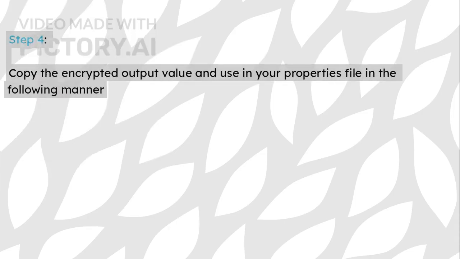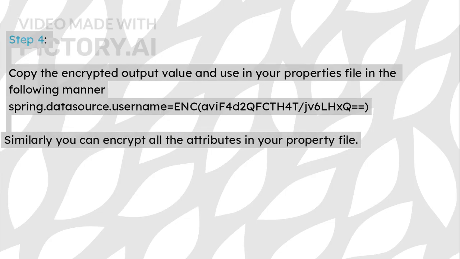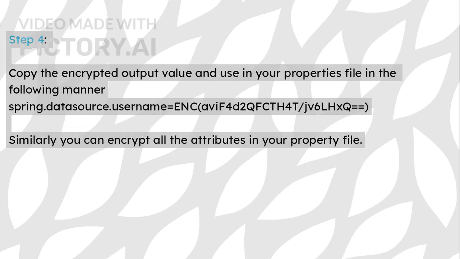As I told you in the last slide, we have to use the encrypted value in place of the root. So you have to copy it in our properties in the following manner, where spring.datasource.username is the key, and the value will be enc, and you have to provide the value that we have encrypted in place of root in brackets. So what will happen? Once Spring finds this enc, it will look for the JASYPT encryption technique, and it will fetch the unencrypted value, and similarly it will resolve the encryption.